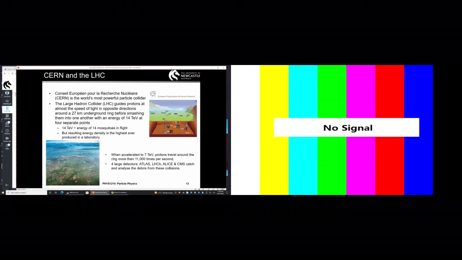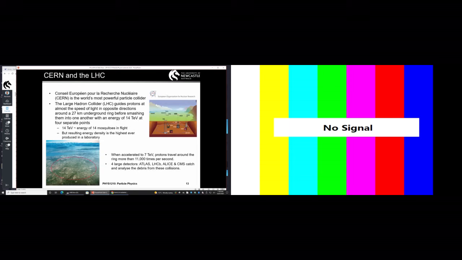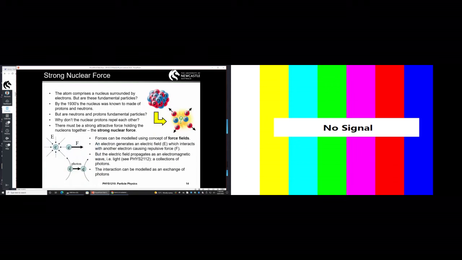And it's the highest energy density produced in the laboratory, which sort of goes back to the conditions of the early universe, and again we'll talk about that as we go through. To get an idea of how fast the particles are going, it's a 27-kilometer ring, and the particles travel around it 11,000 times per second. So they're going pretty quickly, and they smash into one another, and then we've got to figure out what comes out. That's what we do with these experiments.